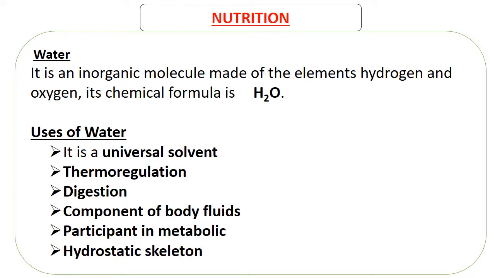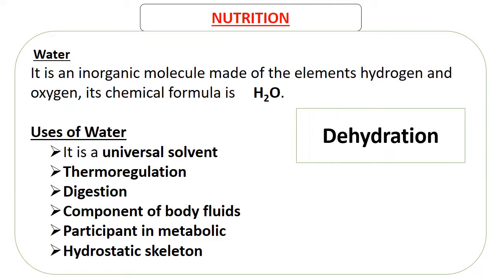Also, water is very important for making what is called a hydrostatic skeleton. There are some organisms that don't have bones, such as worms. So how do they move? For you to move, you need a skeleton. So they have a skeleton that is made of water. It's called a hydrostatic skeleton. They need water for that hydrostatic skeleton to be there. If you don't have water, you're going to be dehydrated, as simple as that. You're going to have dry lips, dry skin.